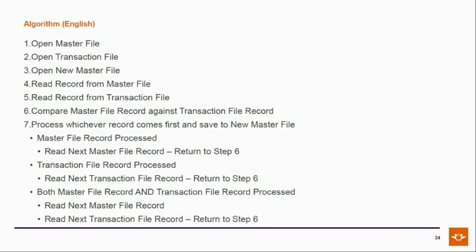So the idea here is that you keep on going through your master and your transactional file, checking which one is the next one to be added to the new master file. And if it's a case of an update or a delete, you'll have both of them at the same time, indicating which one is next.